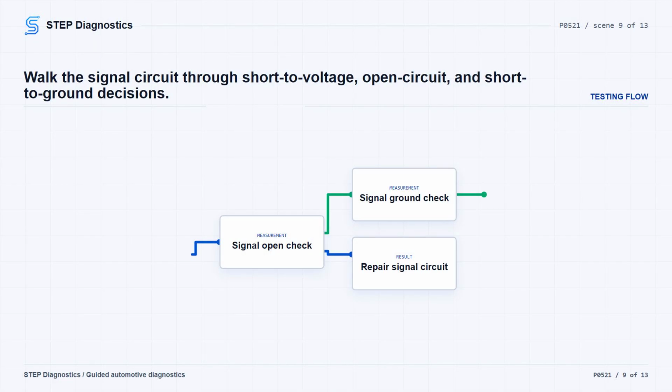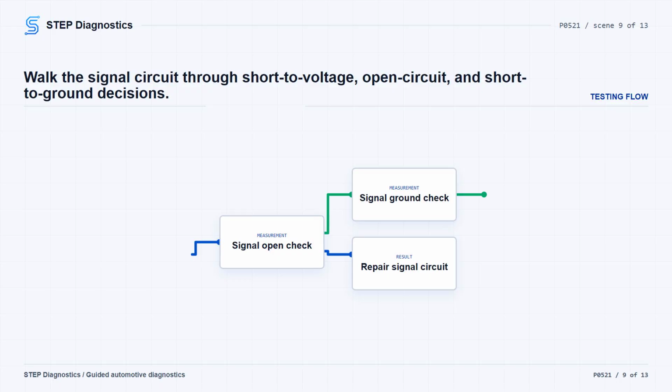For the signal circuit, key off and disconnect PCM connector C1233E. Key on. Measure C1652 pin 1 to ground. If any voltage is present on that signal circuit, repair the circuit. If no voltage is present, key off and check the signal circuit for an open from C1652 pin 1 to C1233E pin 29. If resistance is less than 3 ohms, continue. If it is not less than 3 ohms, repair the circuit.